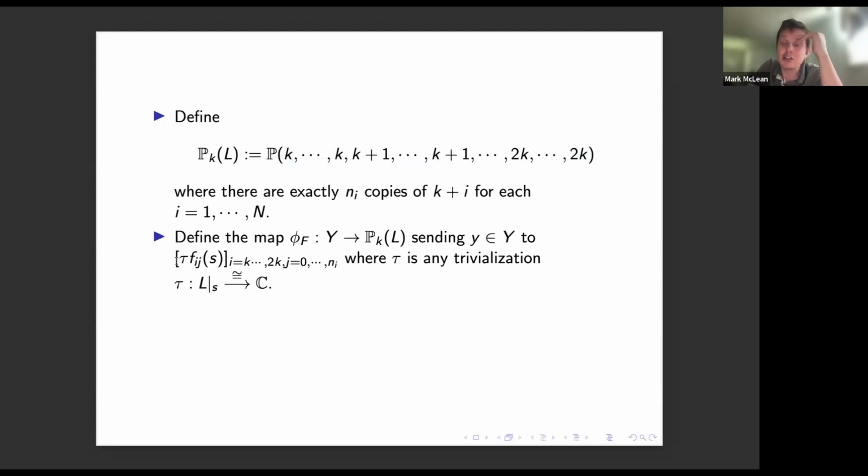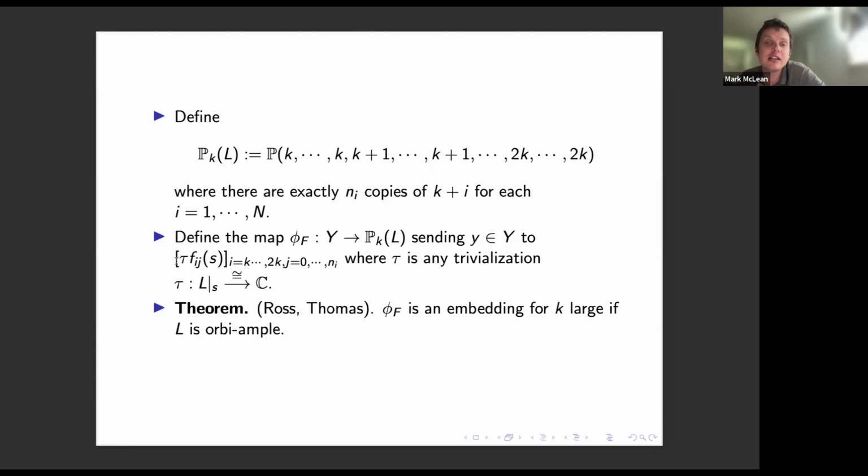The key point is that instead of looking at a basis of sections of a fixed line bundle, I look at a basis of sections of a range of powers of the line bundle, starting from some high number and finishing at some even higher number. Then I map to weighted projective space in essentially the same way. And this is an embedding for K large.